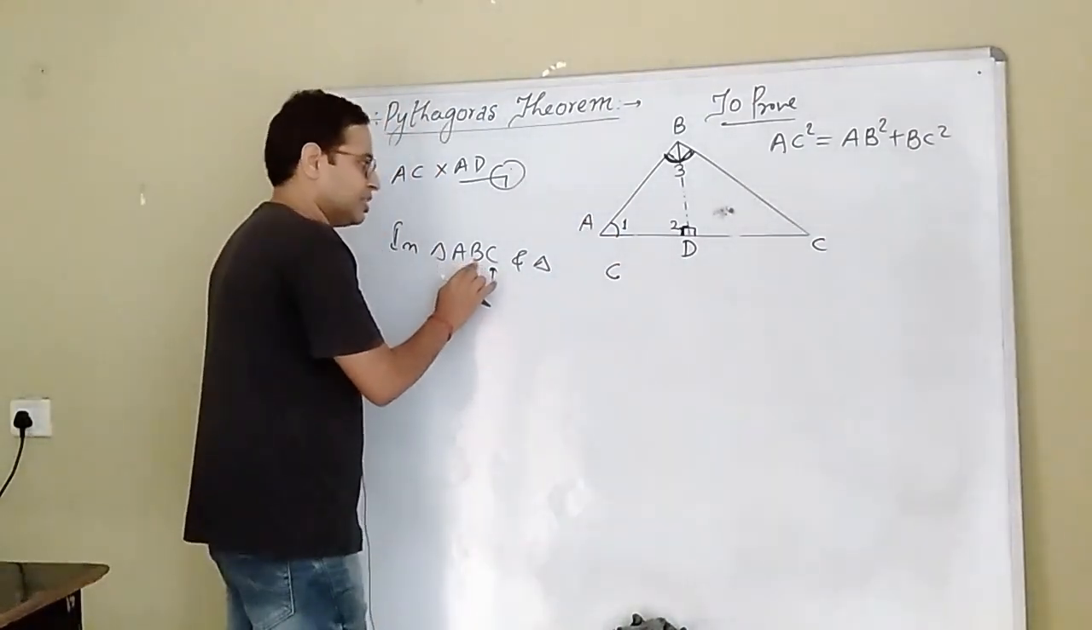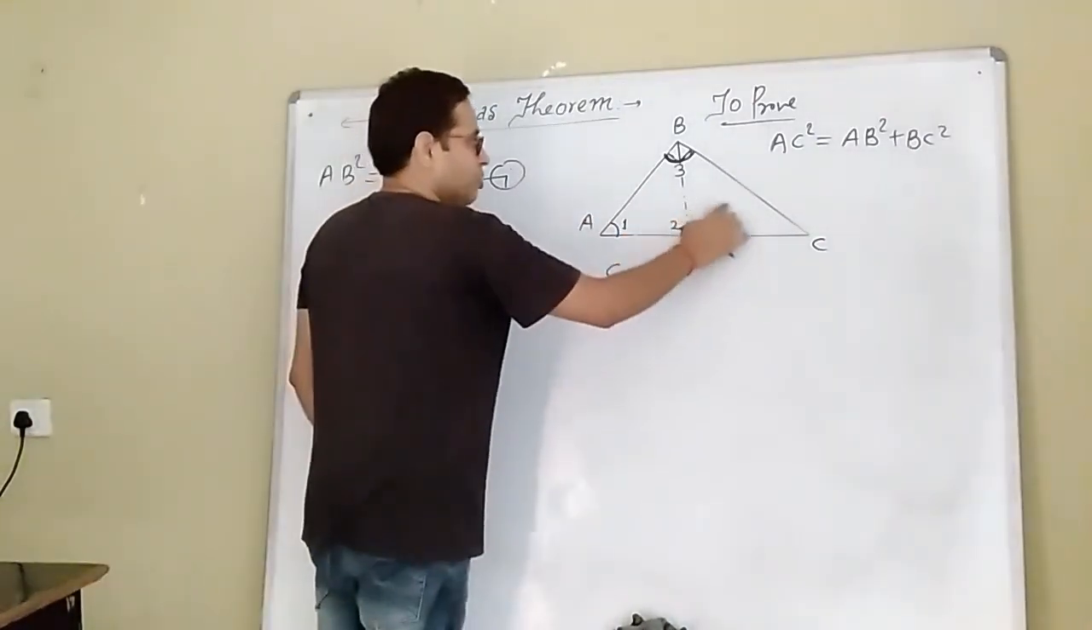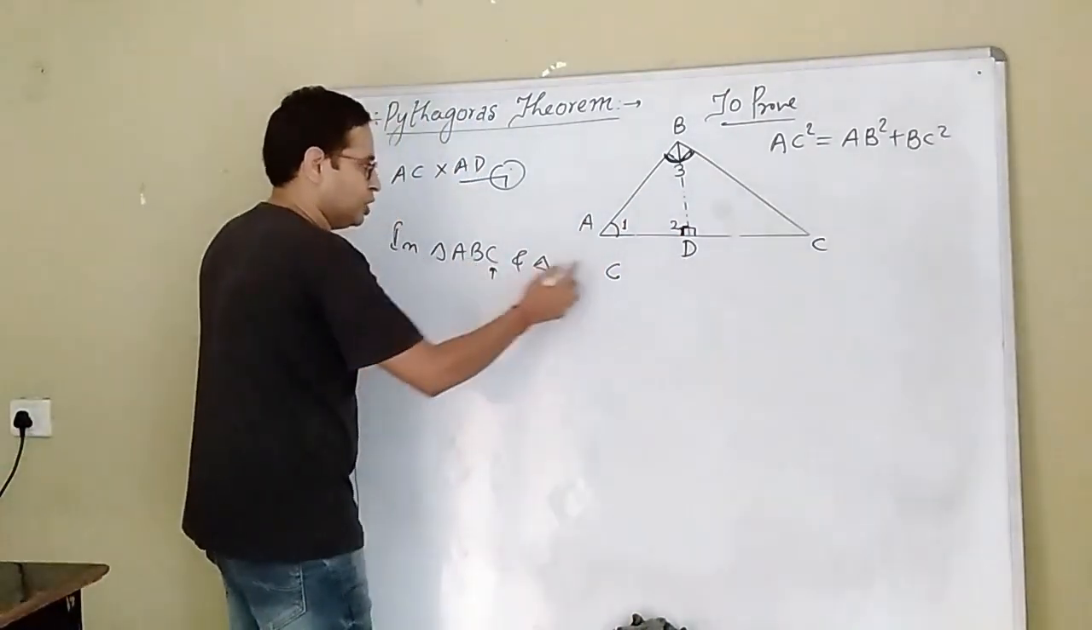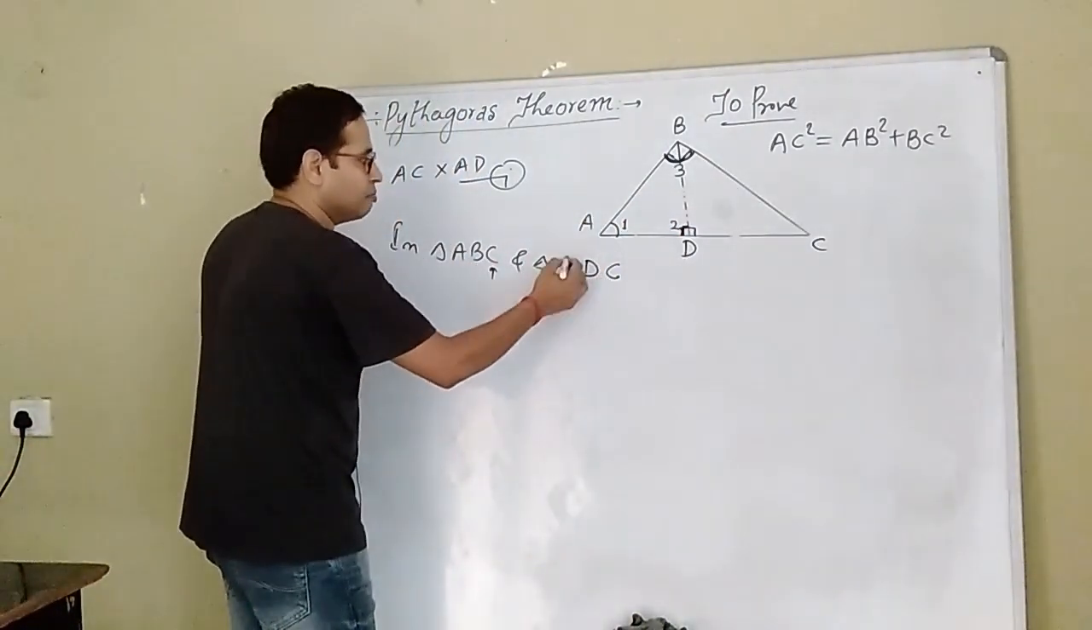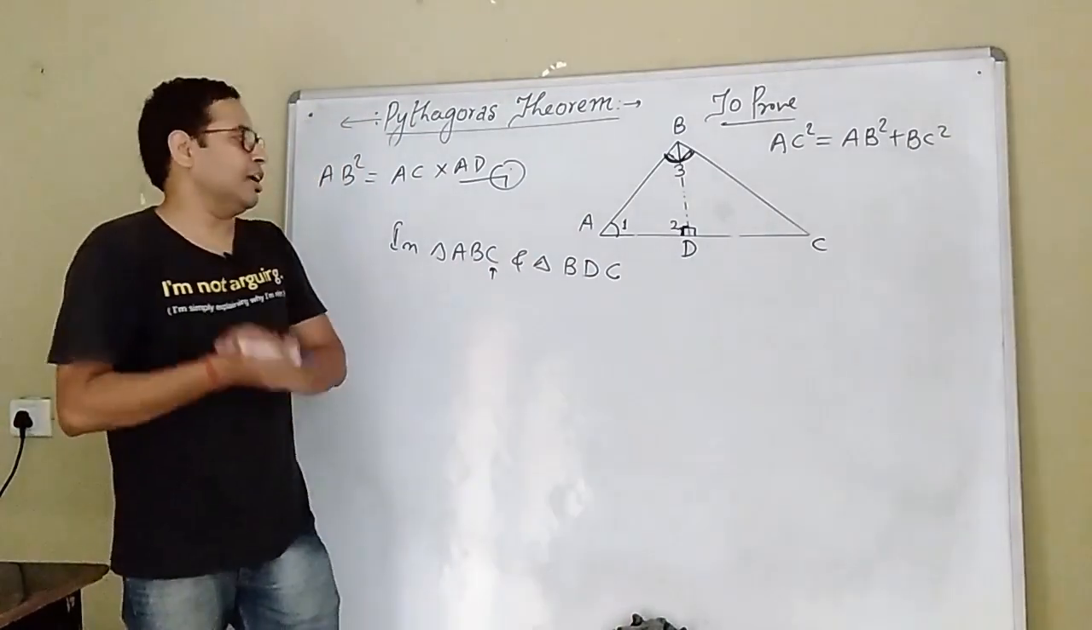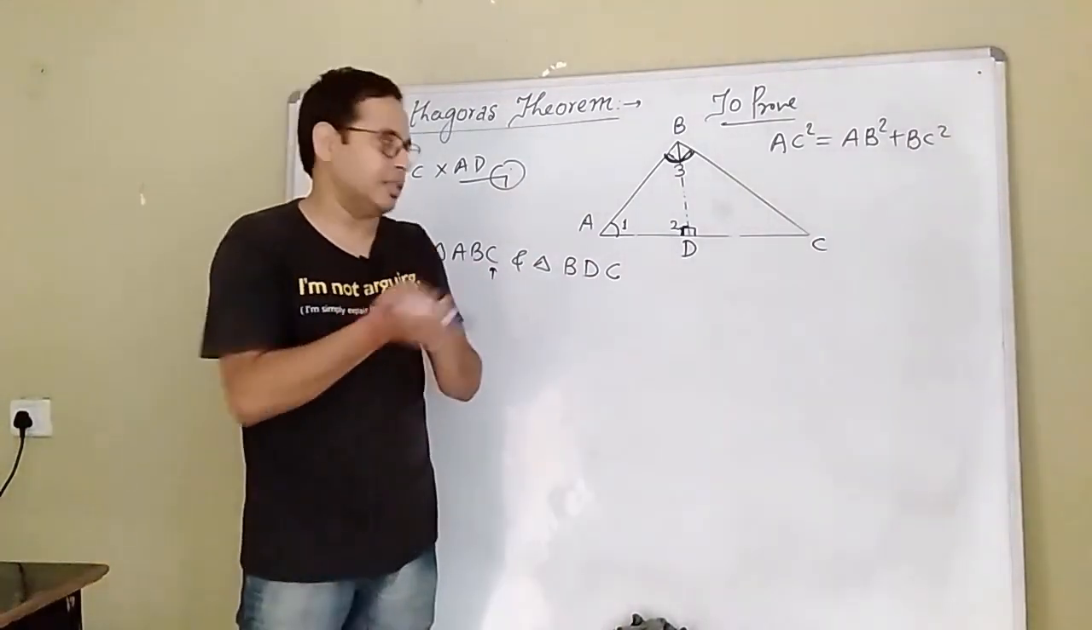Then, here B is 90. And in this triangle, what is 90? D. So, B beech mein hai, to D. Bacha kya? B. So, we will prove triangle ABC similar to triangle BDC.